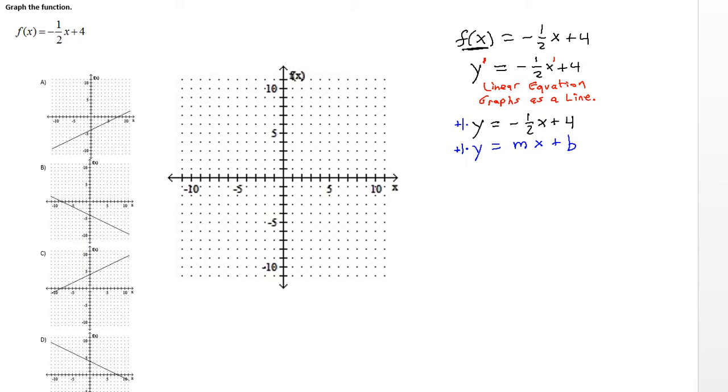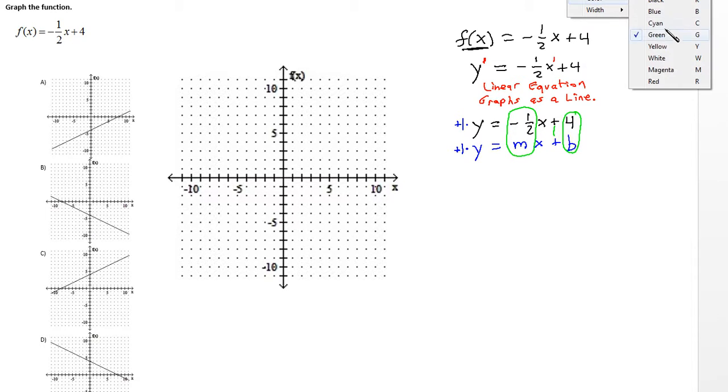It has an invisible positive 1 coefficient for y, and so we're able to identify what the slope is, the coefficient of x. The line that we're going to graph has a slope of negative 1/2. These pluses match, so the y-intercept is happening at y equals 4. So here comes the information that we're going to use. I'm just switching colors here. We're going to make the y-intercept happen. We need 2 points minimum to make a line.